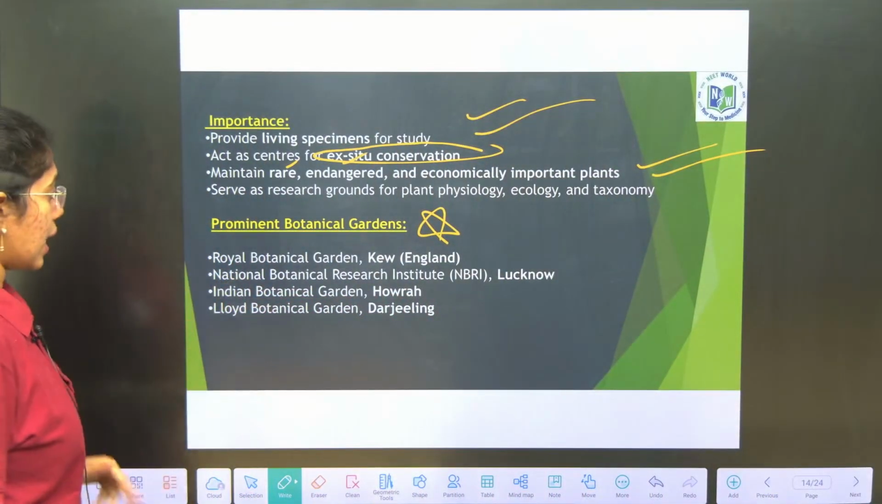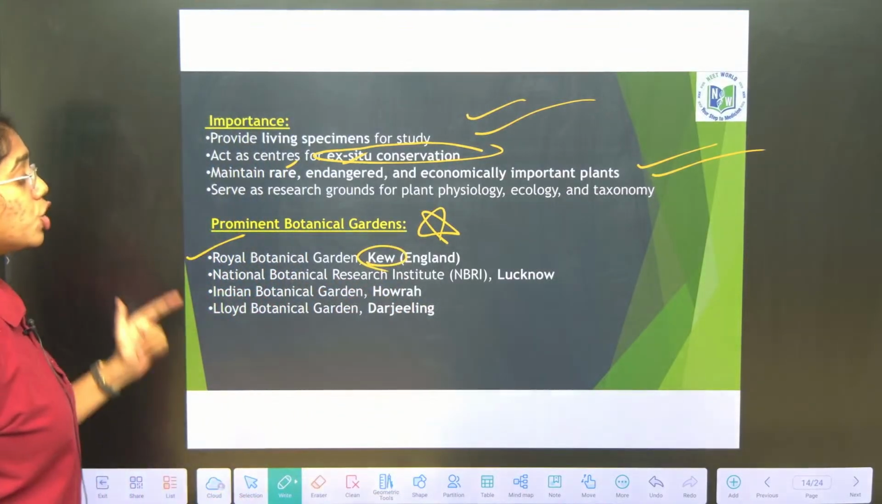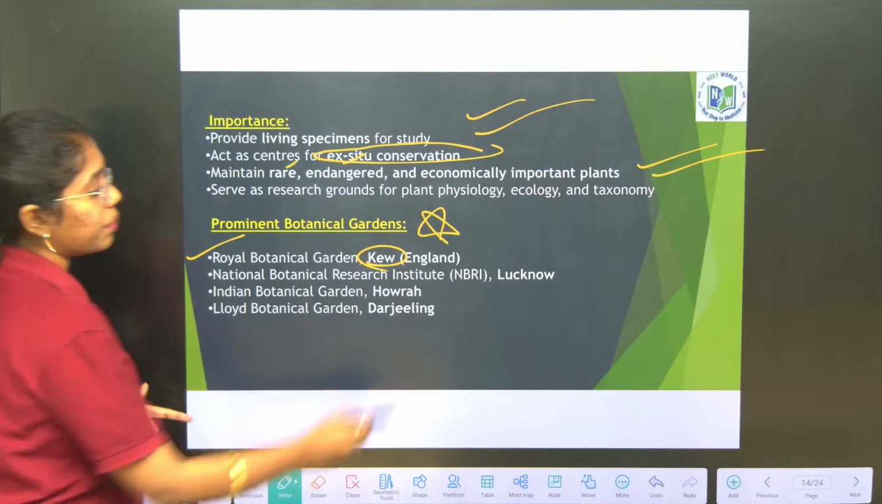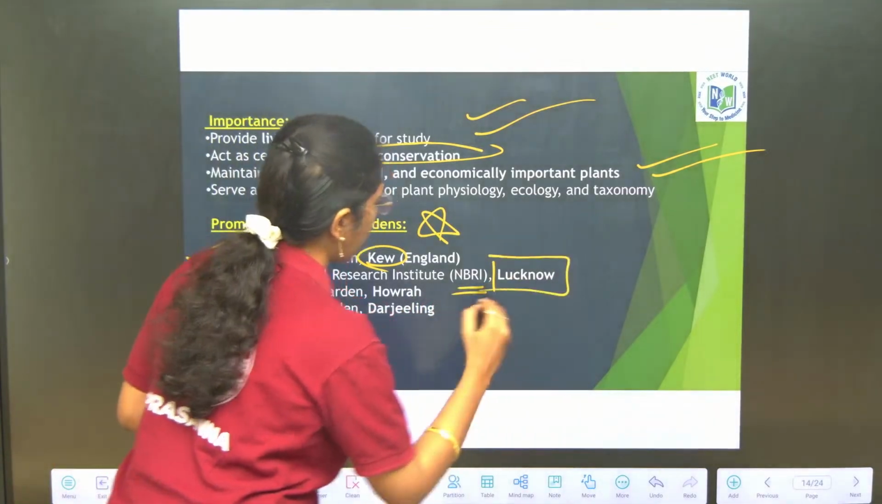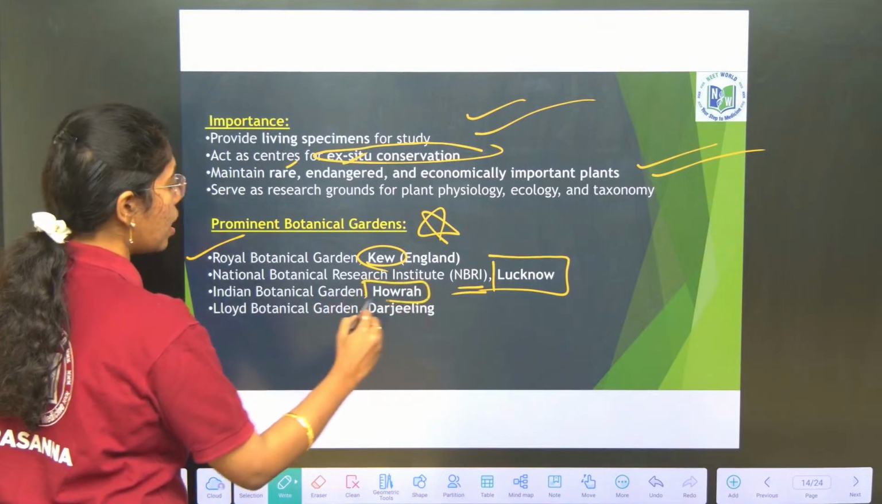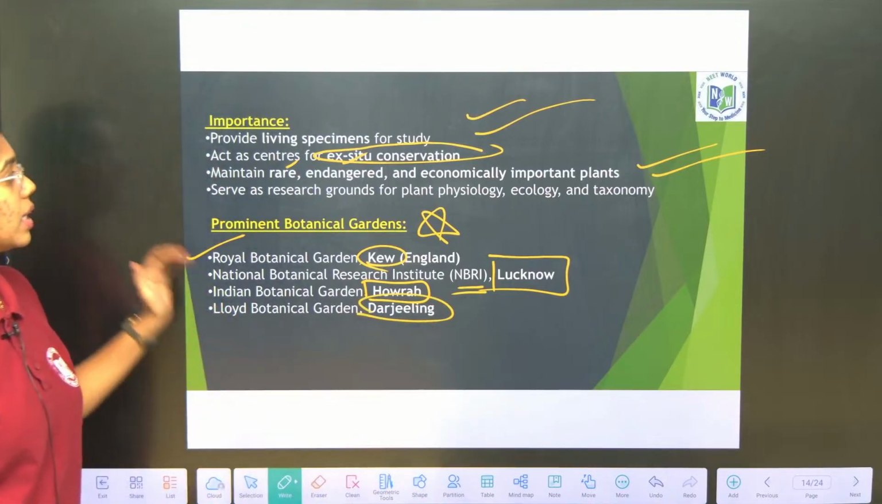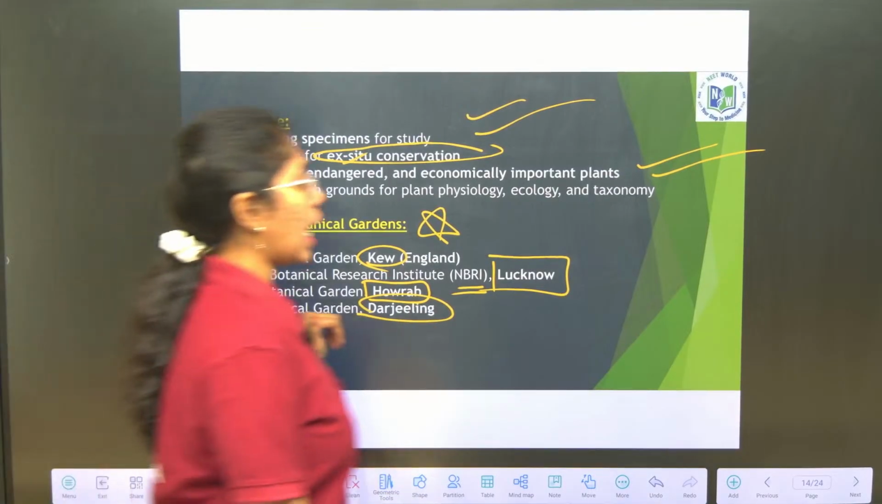Prominent botanical gardens include the Royal Botanical Garden, Kew, England; the National Botanical Research Institute, NBRI, which is located in Lucknow; the Indian Botanical Garden, which is in Howrah; and the Lloyd Botanical Garden, which is in Darjeeling. Okay, these are the prominent botanical gardens.